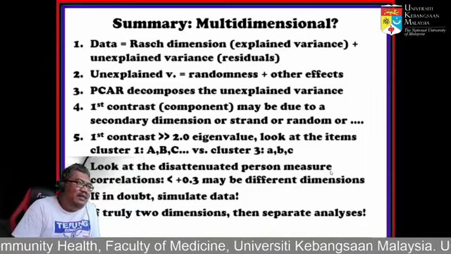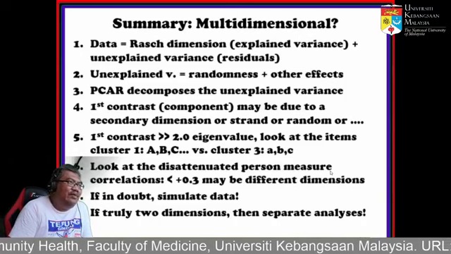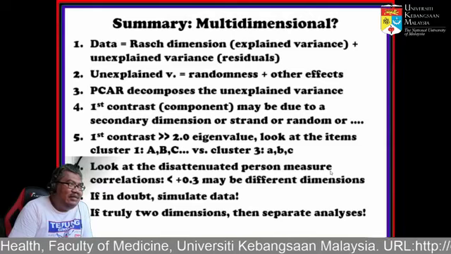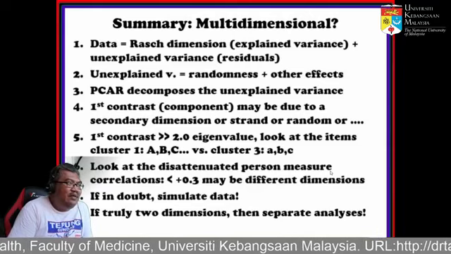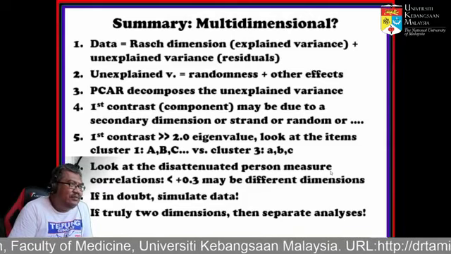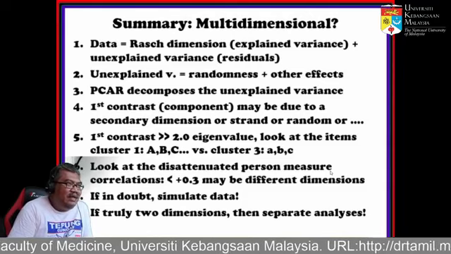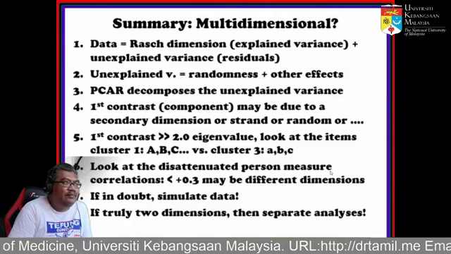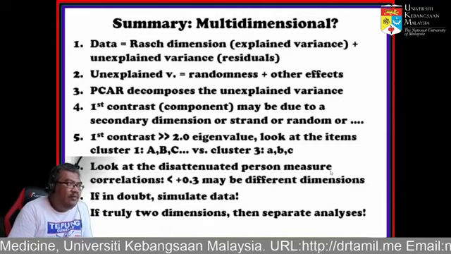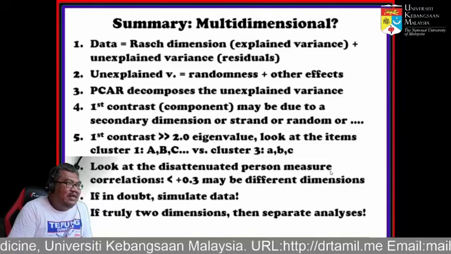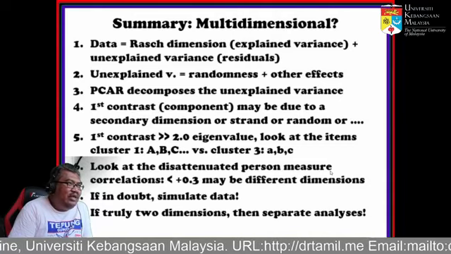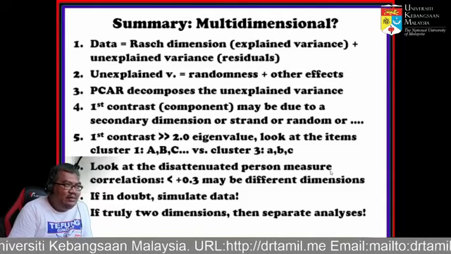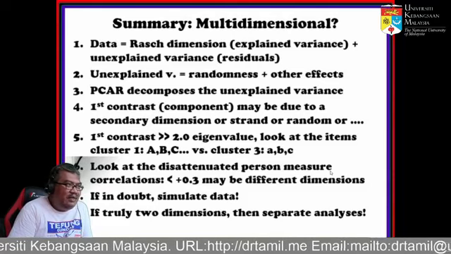So under Rasch, you have the Rasch dimension, which is your explained variance, which is the ability index and difficulty index. Then you have the unexplained variance from the residuals. They look at the unexplained variance, whether it is random or whether there is any other effect. So the principal component analysis under Rasch tries to decompose the unexplained variance. We are going to look at the first contrast and see whether there is a secondary dimension or not.